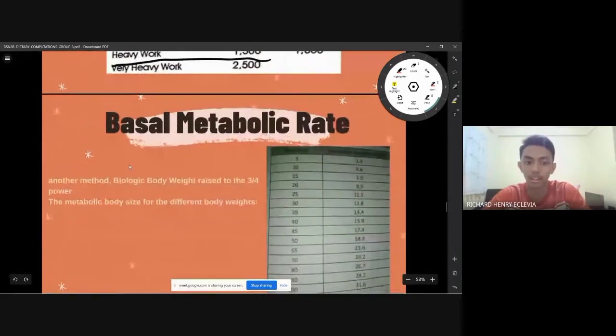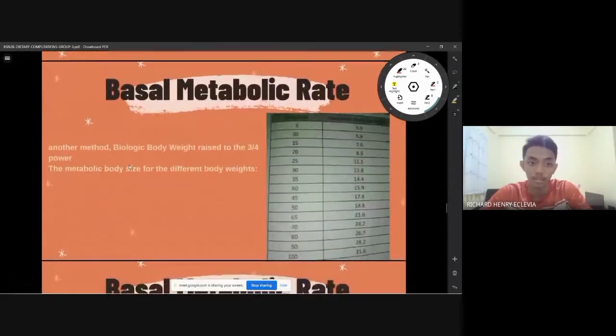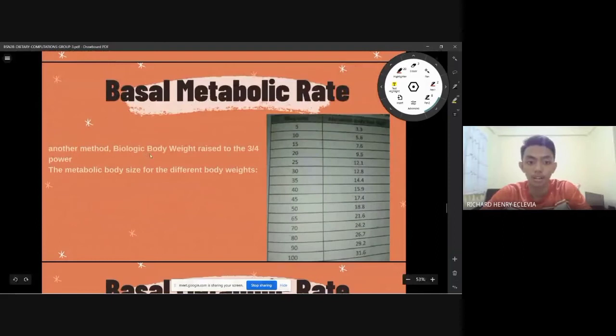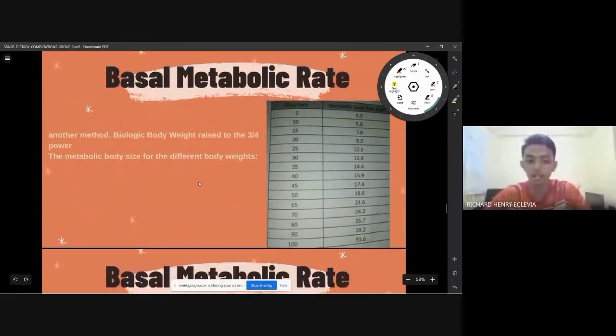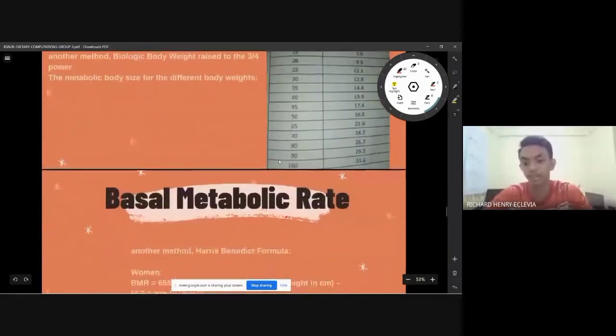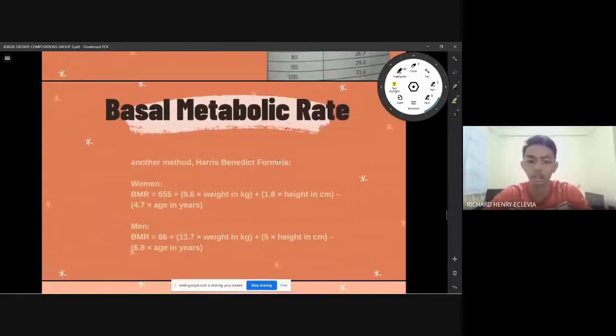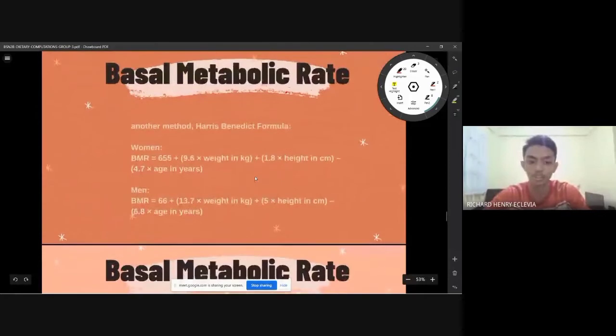So another method of determining the basal metabolic rate is the biologic body weight raised to the 3/4 power, the metabolic body size of the different body weights. So ayan na, kung ano yung weight mo in kilograms, may corresponding metabolic body size na siya dyan sa table. So another method is the Harris-Benedict formula.